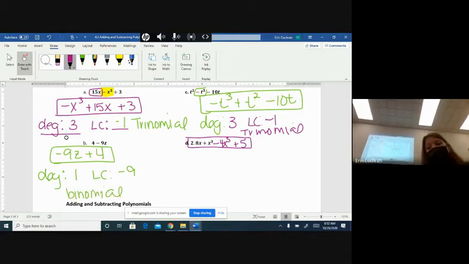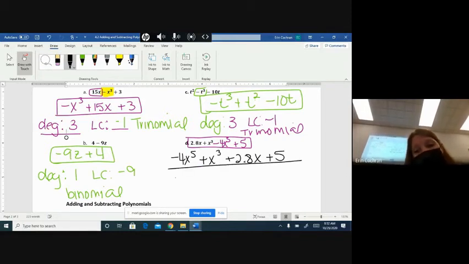All right, with my new D, what do we have here? What is my standard form? What would be my standard form for D? What has the highest exponent? Negative 4x to the fifth. Then what? X cubed, positive or negative? Positive. Then what? Plus 2.8x and positive 5. Good. What is my degree of this one? 5. What's my leading coefficient? Negative 4. And then what type of polynomial is it? It is a polynomial. Good.